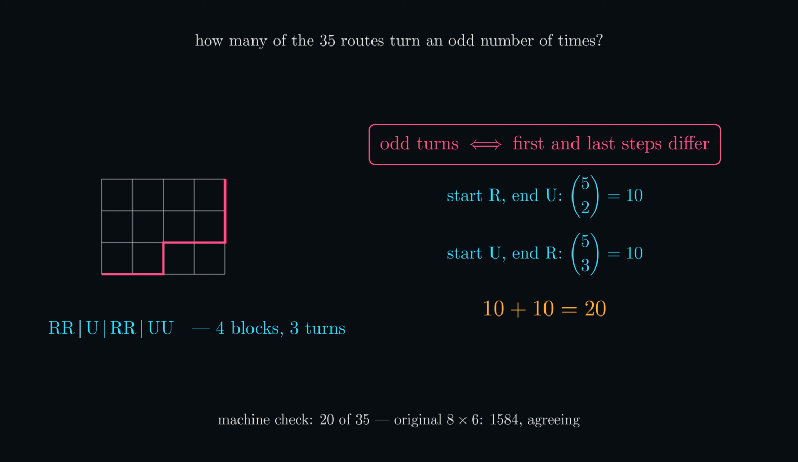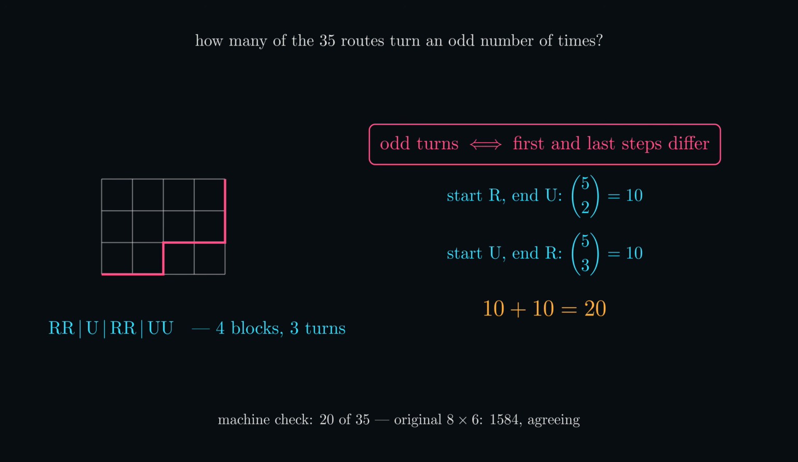Each turn is a boundary between blocks. Start with R and end with U, and the blocks alternate R, U, an even number of blocks, hence an odd number of boundaries. Odd turns start and end with the same letter, and the turns come out even. So, odd number of turns, exactly when the first and last steps differ.